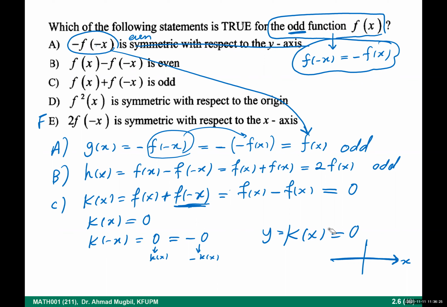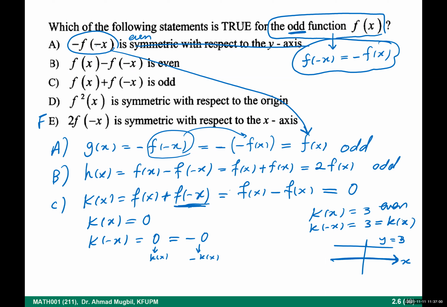What about the other functions? What about, for example, k of x equals 3? This function is only even. Why? It is symmetric about what? The y-axis, but not about the origin. And of course, if you replace x by negative x, what will you get? It is constant. K of x is 3 for any x. So the value of the function at negative x is the same as the value of the function at x. So this is why this is even.